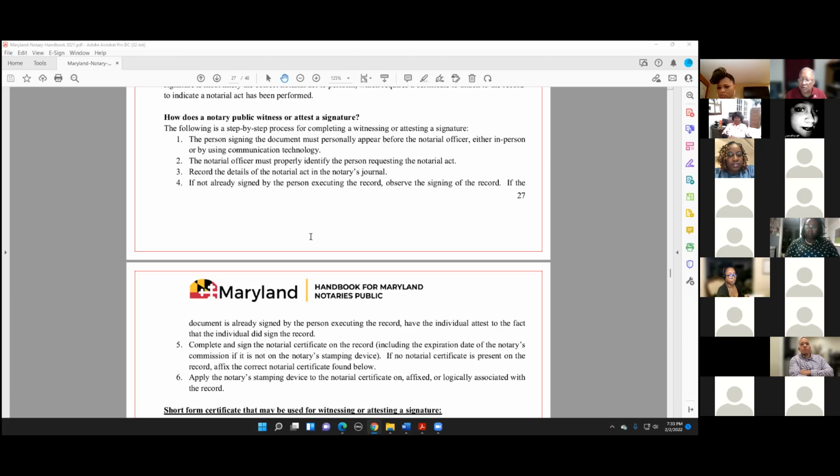If they bring the document to you already signed, then you ask them to attest to the fact that this is their signature. But if they bring to you a document that has not been signed, you're going to witness them signing that document. And that's all you're doing. Then you add a loose certificate for witness and attest that you can use to notarize that document.